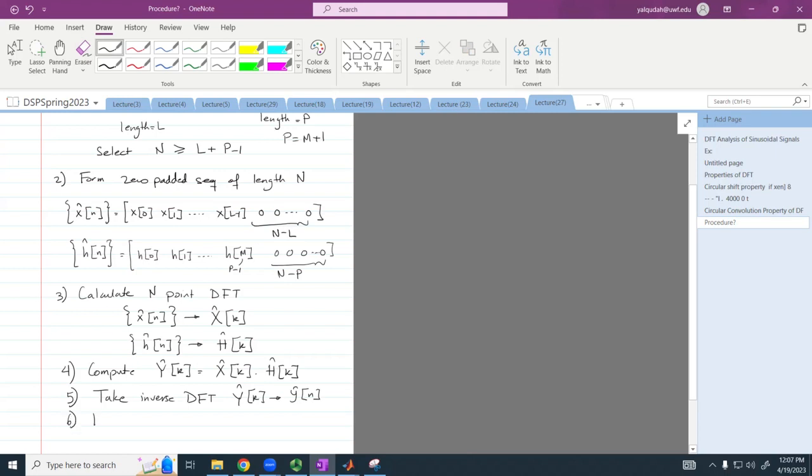Last step, the first L plus P minus 1 terms of y hat of n are equal to x of n convolved with h of n, equal to y of n.